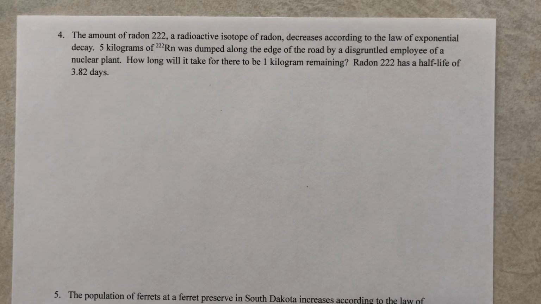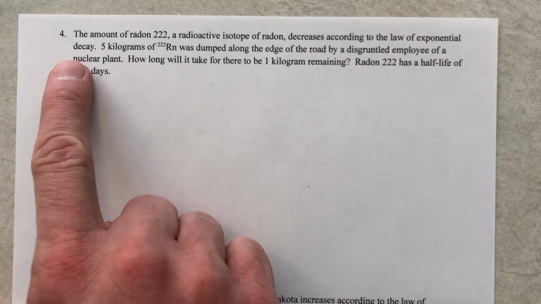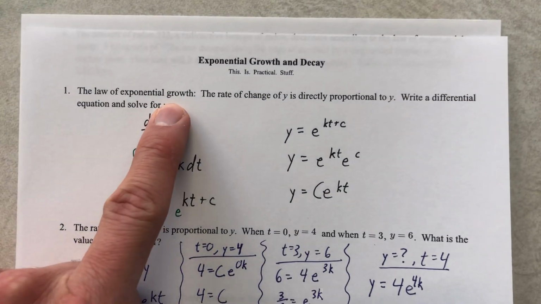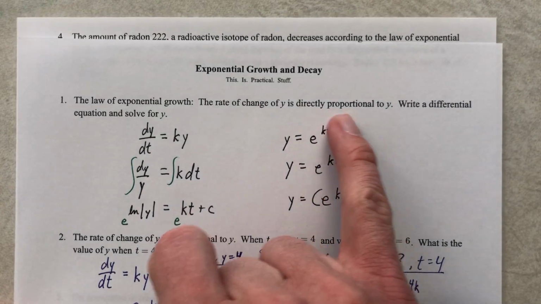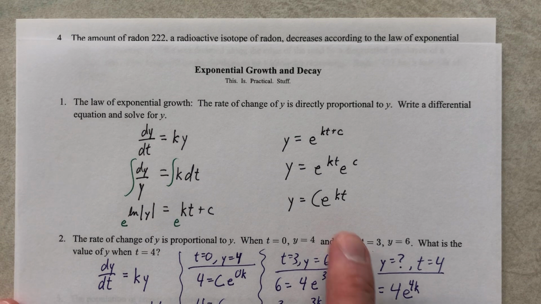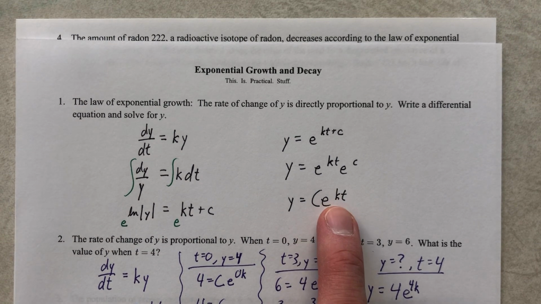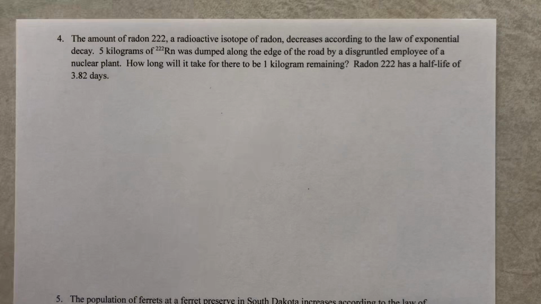The amount of radon-222, a radioactive isotope of radon, decreases according to the law of exponential decay. Wait a minute. So far we've dealt with exponential growth, but what about exponential decay? Well, it's still proportional. The only difference is the initial value, which has nothing to do with its proportionality, but the K value is going to determine that it is decay rather than growth. That's really all it's going to be.